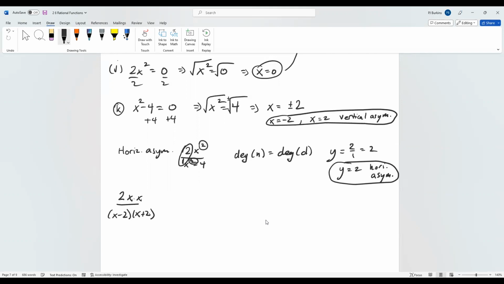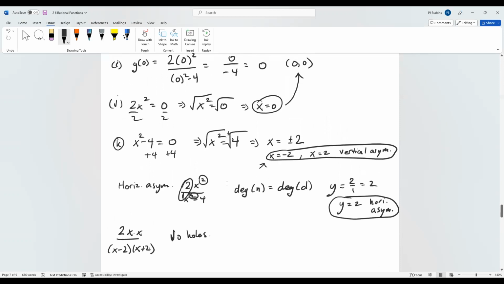And by the way, that's how we can very easily get our vertical asymptotes there. So none of these factors in the denominator happen in the numerator. So there are no holes. And now we just need to plot.